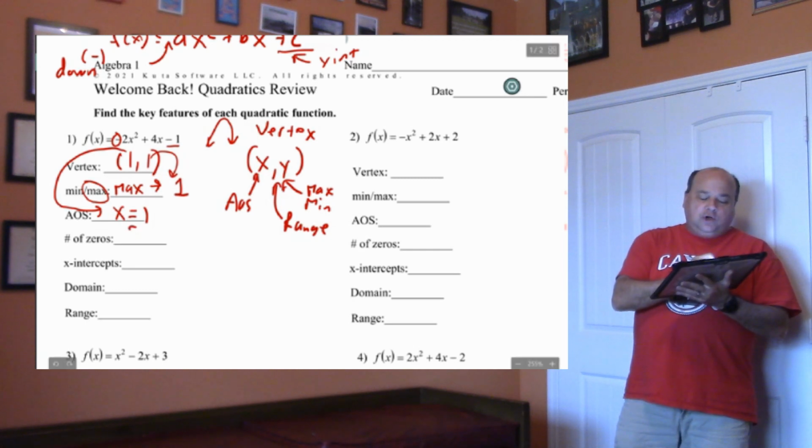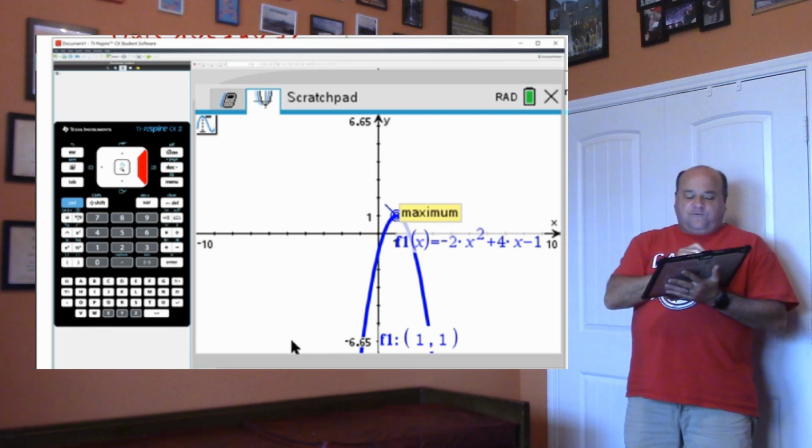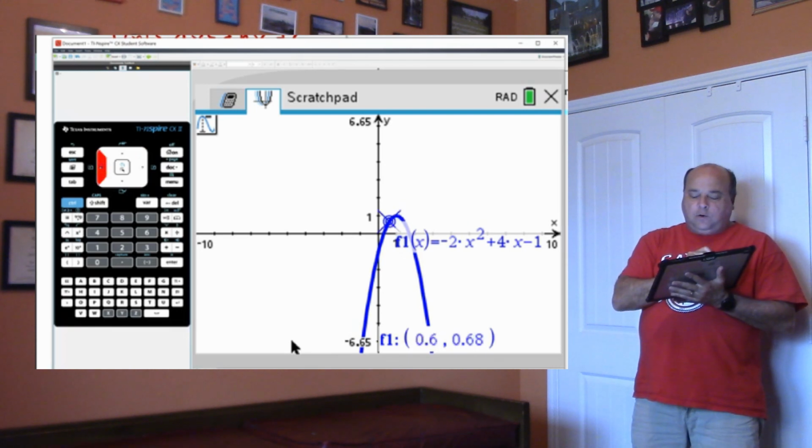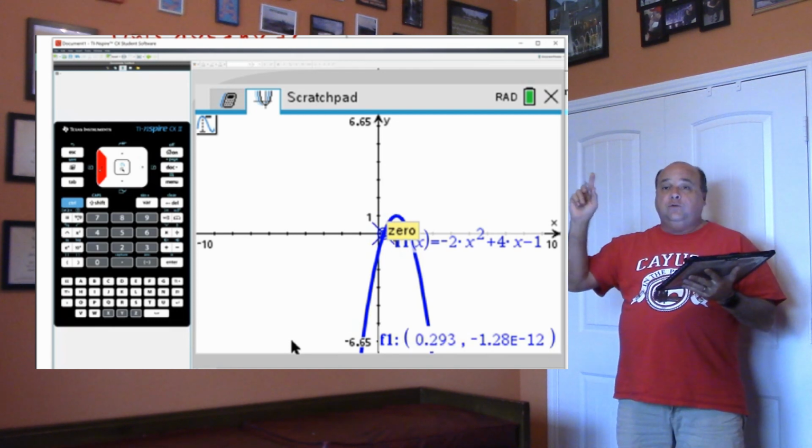Now then, there are 2 zeros. If we go back to the graph, I'm going to go left to get to the first zero. So I'm going to hit the left arrow button until it says 0 right here, and it's at 0.293, right?